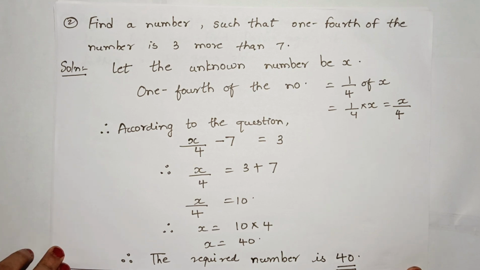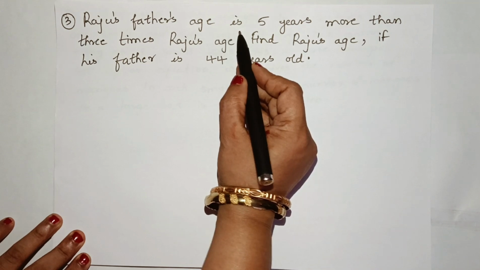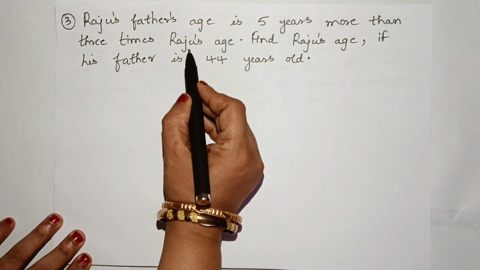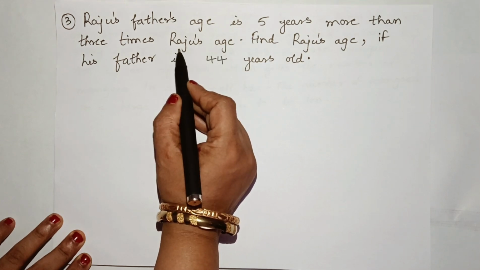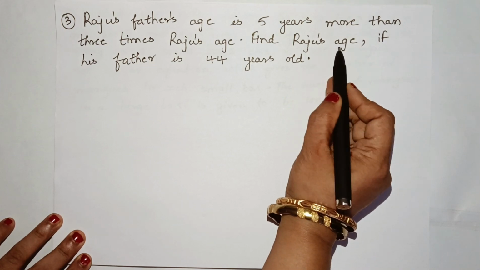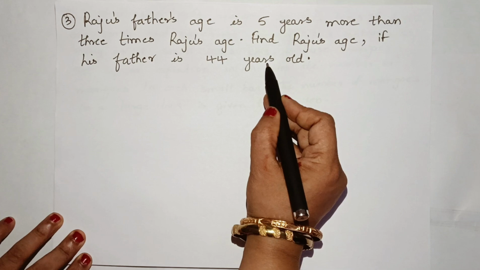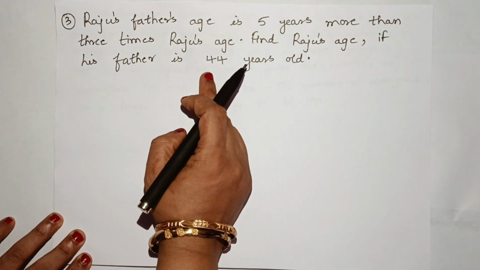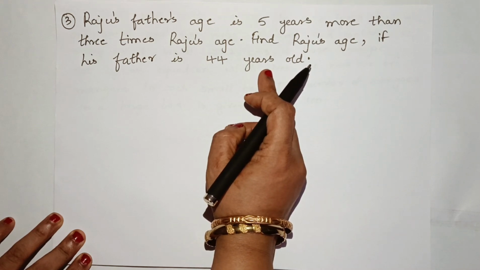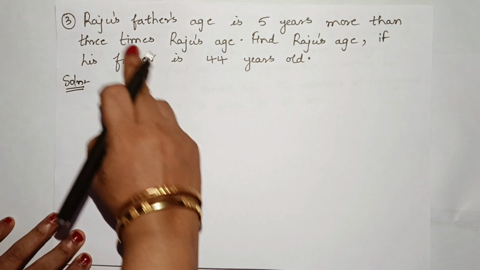Let's switch to the next question. Question 3. Raju's father's age is 5 years more than 3 times Raju's age. We don't know what Raju's age is. So they have asked you to find Raju's age if his father is 44 years old. It means Raju's age is not given, but his father's age is given. So let's see how to do it. Write down the solution. Read the question again.